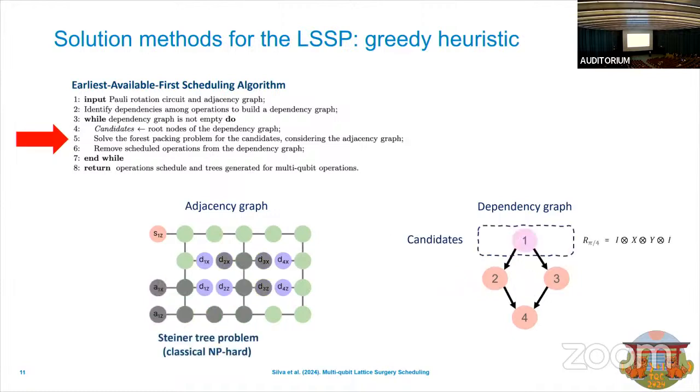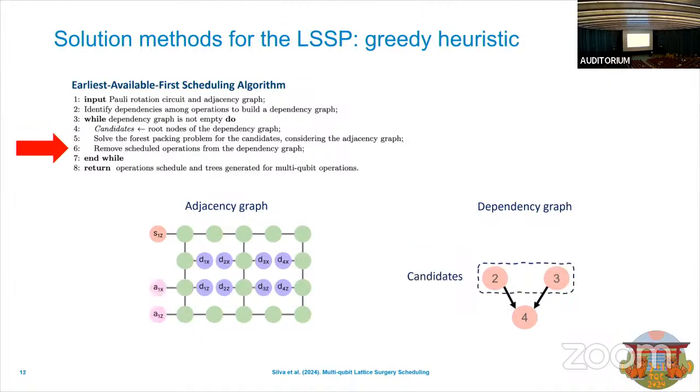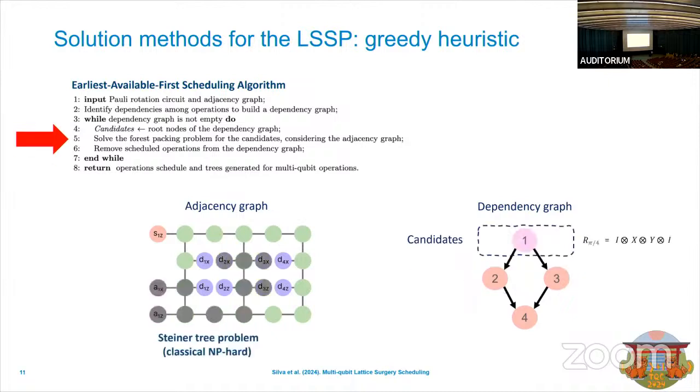Sorry. Yeah, and then for these candidate operations here, we generate the trees connecting the qubits that they request. So for example, here, I need to connect the X operator on qubit 2, so this one here, and the Y operator on qubit 3, so Y is basically X and Z. And because this is a pi4 rotation, I'm connecting to an ancillary qubit here on the side. So for that, we solve a Steiner tree problem, which, as I mentioned before, is a classical NP hard problem.